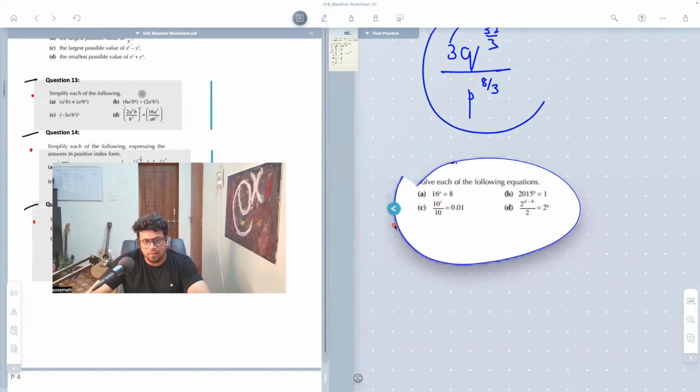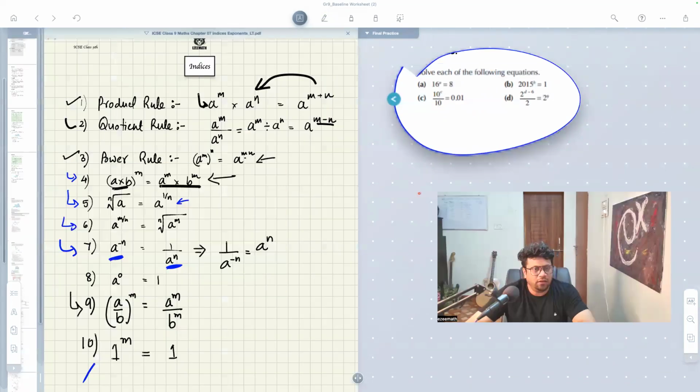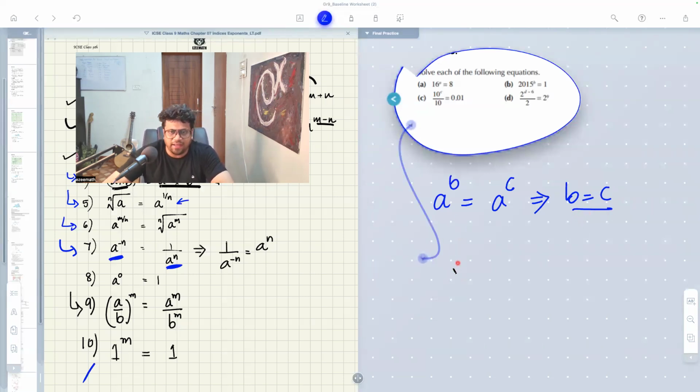Okay. The trick for the 15th one is to know that if a to the power of b is equal to a to the power of c, the only possibility is for b to be equal to c. We're going to use this idea.